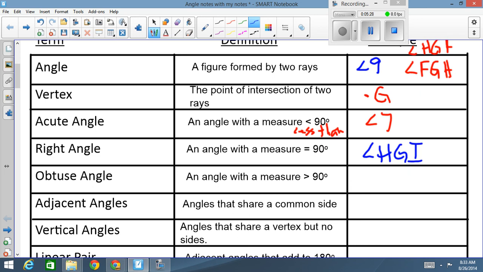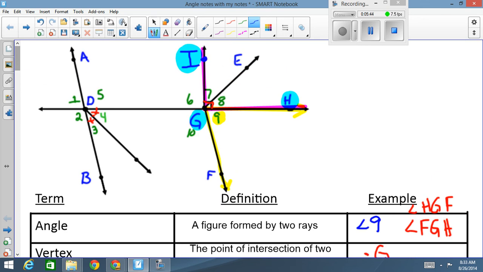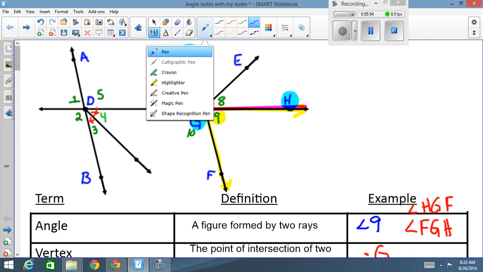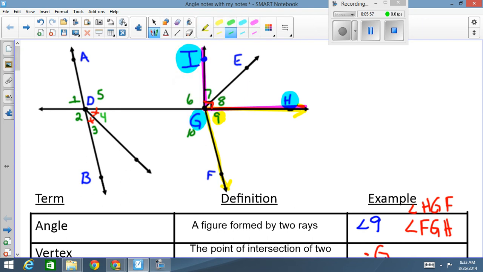Okay? And then lastly, we have an obtuse angle, which is when the degree measure is greater than 90 degrees. Okay? So as I go up here, I'm looking for an angle that's greater than 90 degrees. Probably your best bet would be something like angle 5. Okay, you have this angle right here that goes from here. Now a 90 would be straight up like this, but this is not a 90.